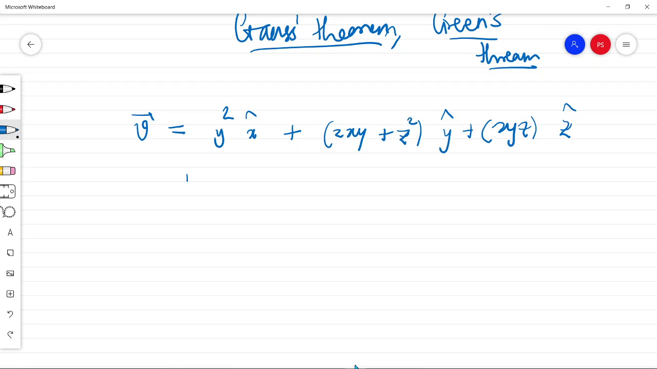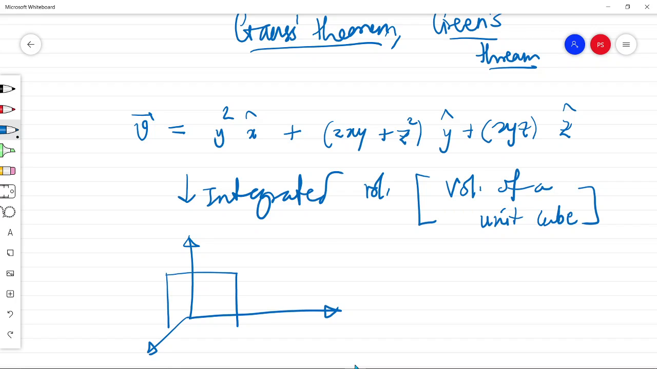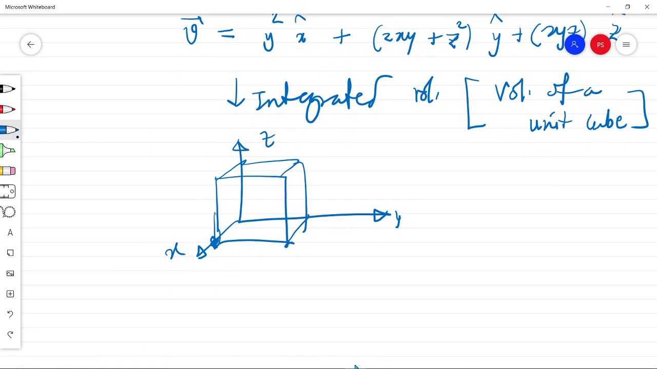Now if this is to be integrated over a volume as per the left hand side, let us consider this volume as the volume of a unit cube. A unit cube is a cube of sides of length 1, as shown here. So these are the limits: x running from 0 to 1, y running from 0 to 1 and z running from 0 to 1.